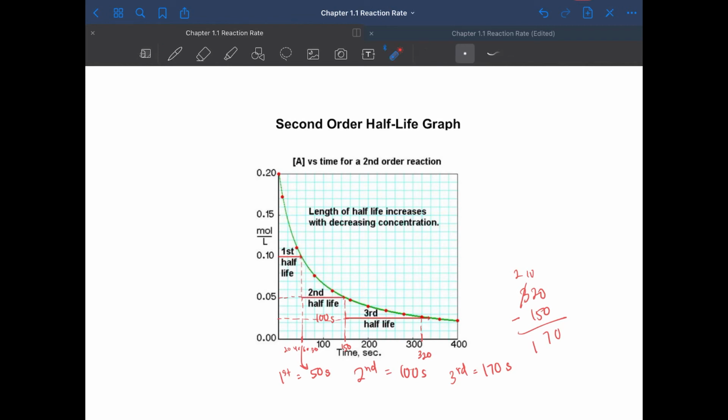Teori tadi cakap kalau untuk second order graph, dia punya half-life first is nilai X. Okay, and then second half-life 2X. And third half-life is 3X. That means 2 kali ganda, 3 kali ganda macam tu. Okay, so first half-life 50. So 2 kali ganda adalah 100. Okay, that is for second half-life. Third half-life should be around 150 lah. Tapi biasalah kan graph kadang-kadang dia lari sikit. So 170 pun dikira 3 kali ganda juga. Okay, so hopefully you can see second order half-life graph dengan lebih clear by using this graph.